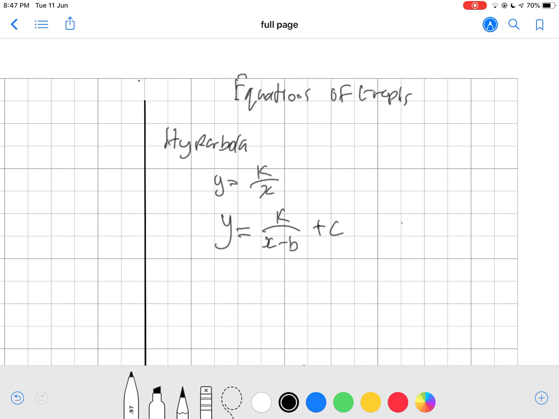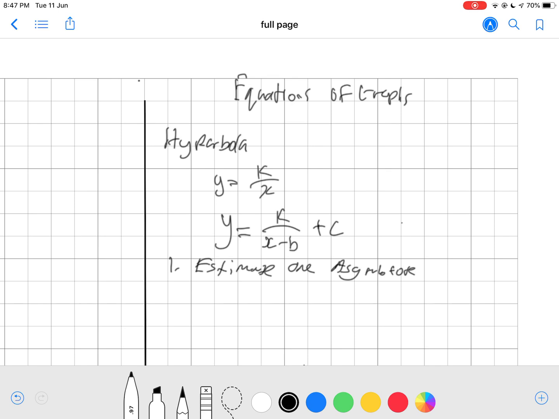Okay, so in terms of finding the equation for a hyperbola, the standard way you should probably approach it is estimating one asymptote. It doesn't really matter which asymptote you estimate, okay? So it could be the vertical asymptote or the horizontal asymptote.